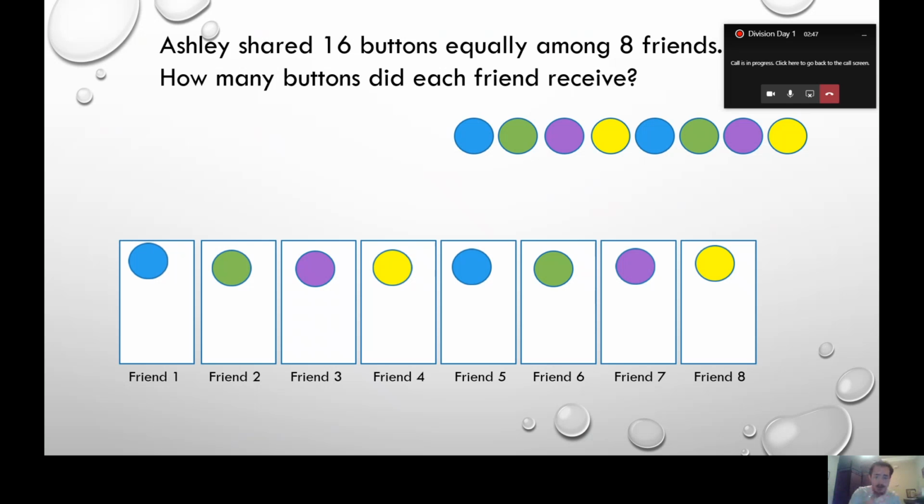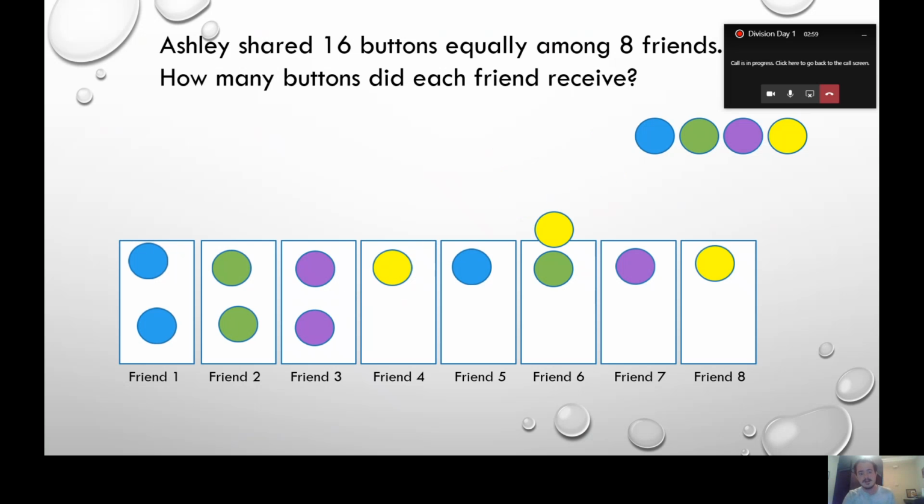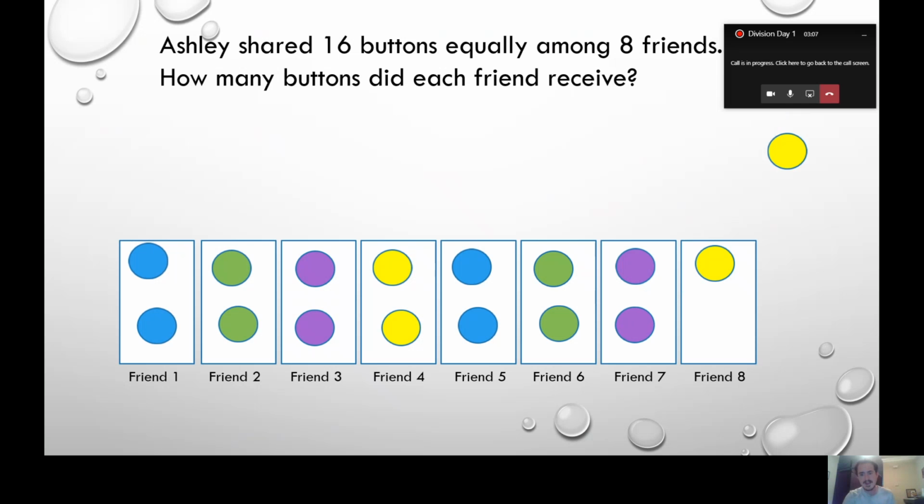So now I'm going to go back to friend 1. I'm going to put another button in each of my friend boxes. Here we go. That's 2 for friend 1, 2 for friend 2, 2 for friend 3, 2 for friend 4, 2 for friend 5, 2 for friend 6, 2 for friend 7, and 2 for friend 8.